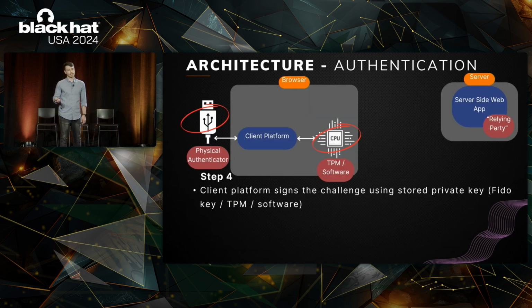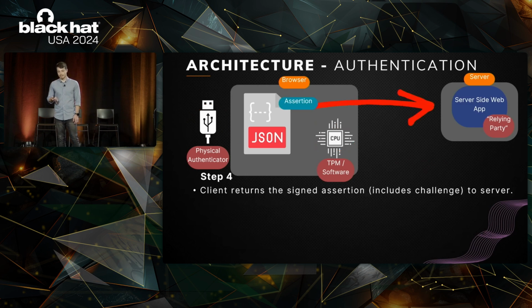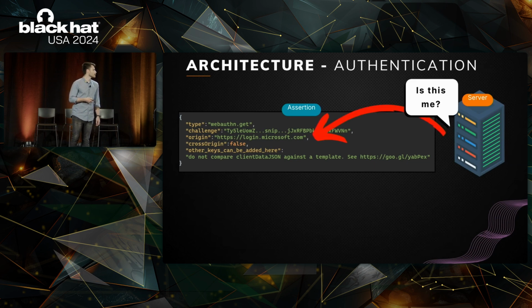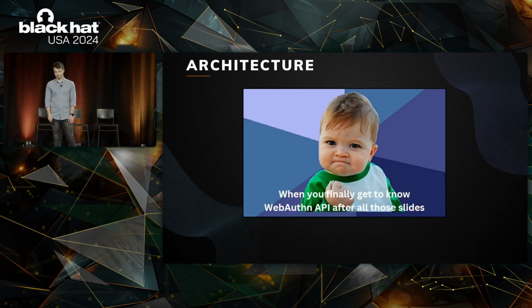So we take the challenge and we sign it using the appropriate private key to create a JSON. That JSON is the assertion we also talked about a few slides ago, and it is returned to the web application server. Now, the web application server will perform some checks here. It will perform some verifications on the signature and on the origin. It will check, is that me, is that not me? It's important stuff. And once all is done, we will get access.